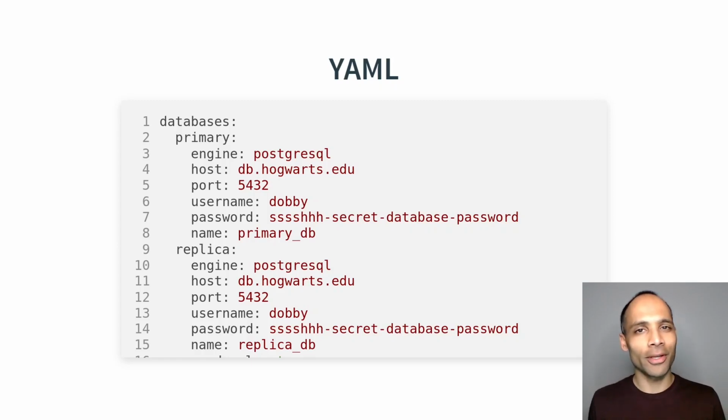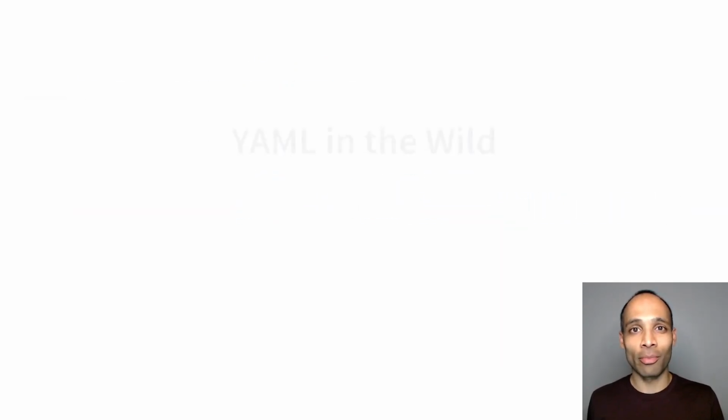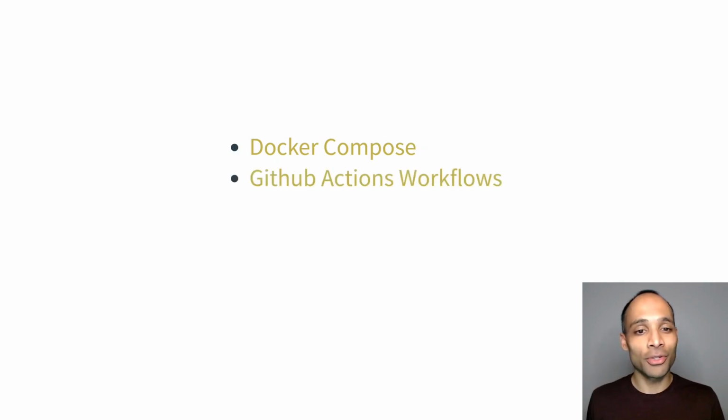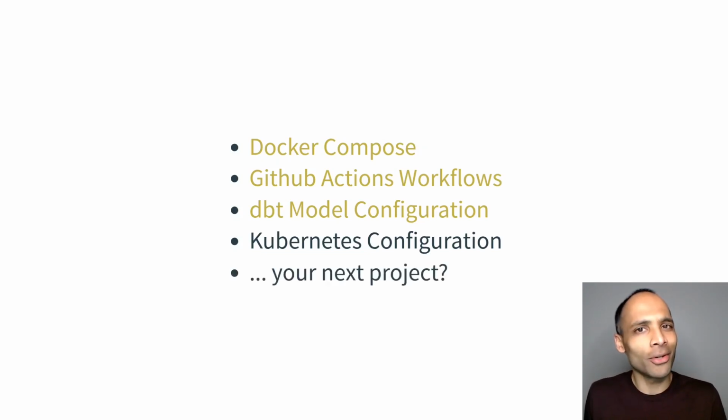These are a few reasons I like YAML over JSON for my config files. YAML is growing in popularity. You'll find it quite a bit in the wild on many different platforms today. For Docker Compose files, YAML is used to set up your container configuration. It's also used in GitHub Actions workflows for your CI/CD pipelines. It's used in dbt model configuration. It's used in Kubernetes configuration. And who knows, it might even appear in your next project. Let's look at some of these examples in the real world.